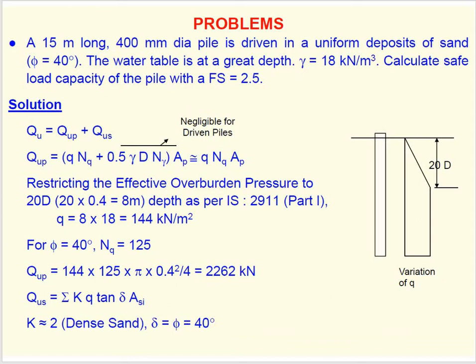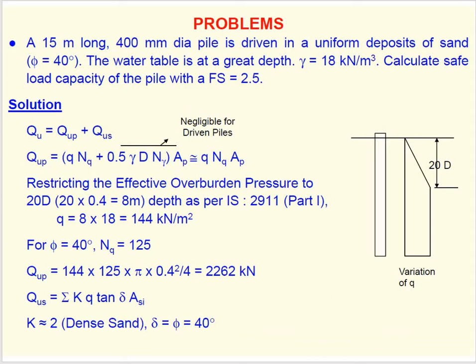You must be very careful about such phrases. Water table is at a great depth means this pile is not affected by the water table. You need not consider the water table. Gamma is 18 kN per meter cube. Calculate the safe load carrying capacity of the pile with a factor of safety of 2.5.